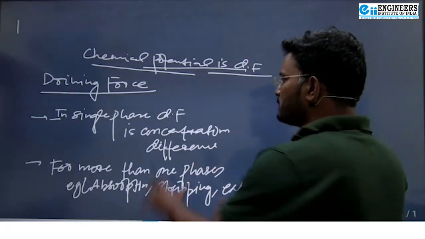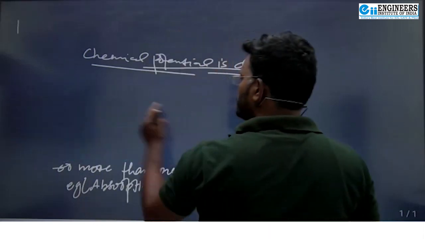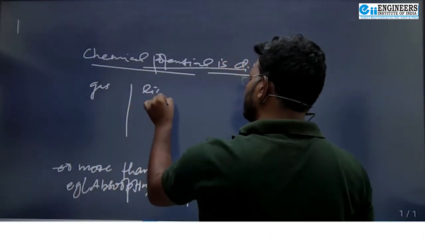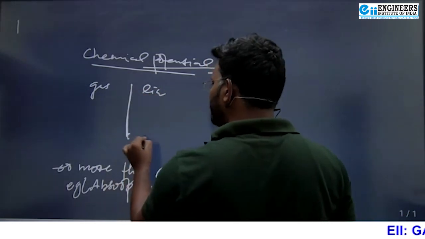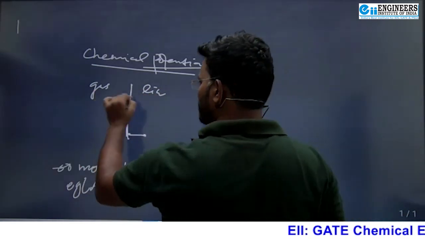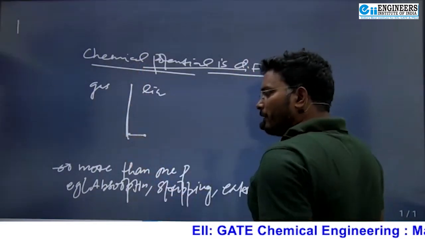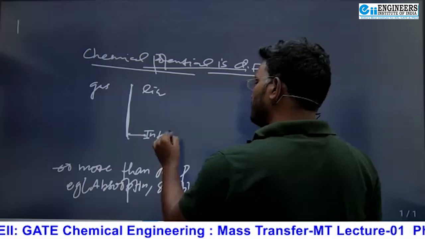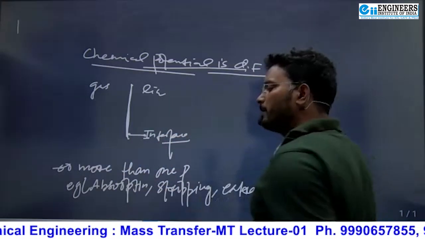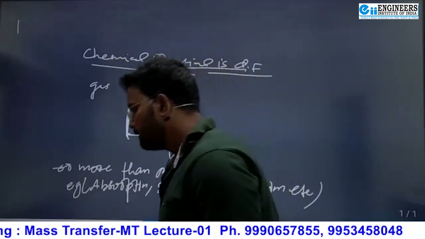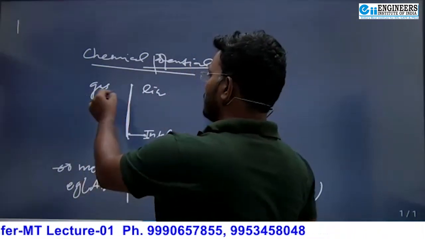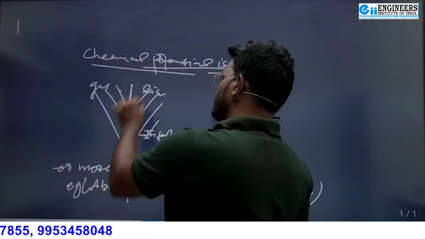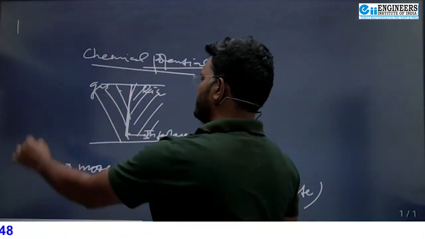The reason is that, for example, suppose you have two phases, a gas phase and here a liquid phase. The two phases are allowed to be in contact, and where they are in contact is called the interface. Clear? The interface, where the two phases are allowed to be in contact, is called the interface. They are gas phase and liquid phase. So where these two come in contact, it is called the interface.